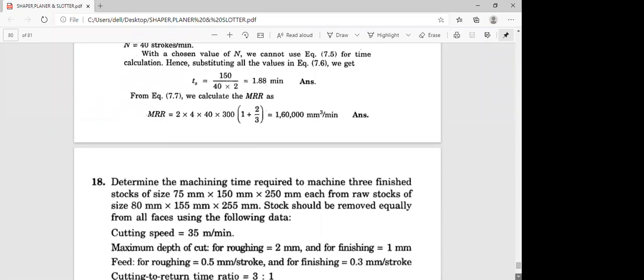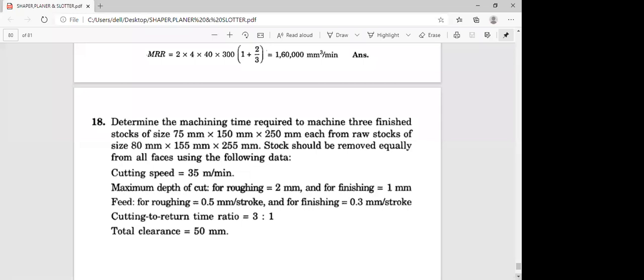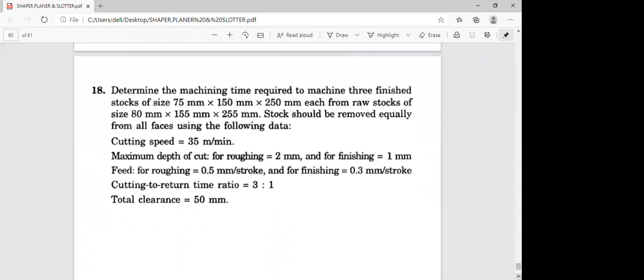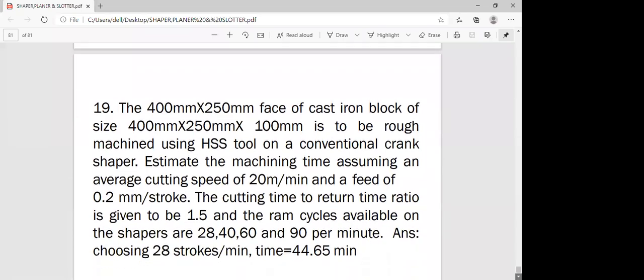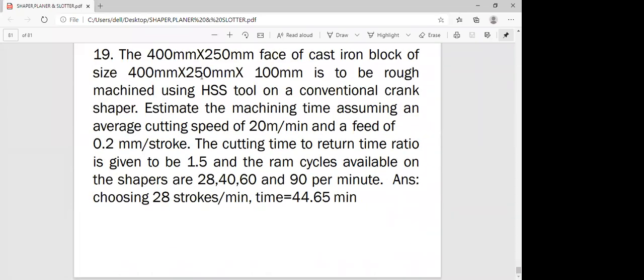If similar problems are there, we don't repeat. You only have to see the ratio of the cutting to return time. You have to apply that in m or K, and the total clearance should be taken on both sides. And follow the standard notations as far as the length of the cutting stroke. Just try to see this and solve these two unsolved problems in the PPT. We'll leave it here.